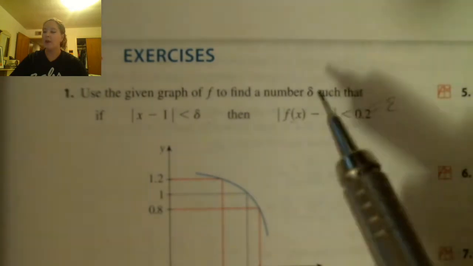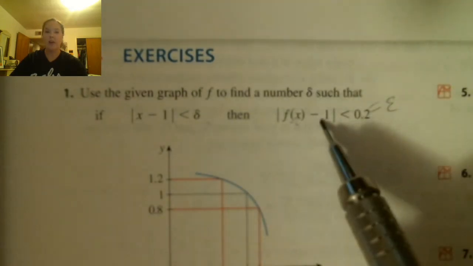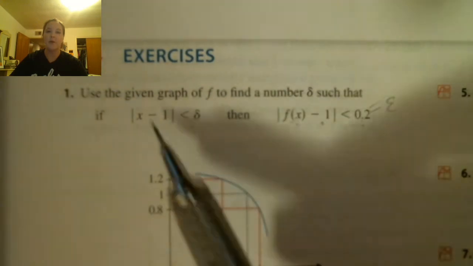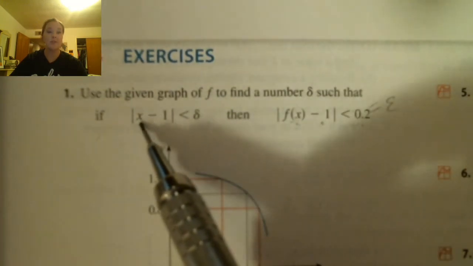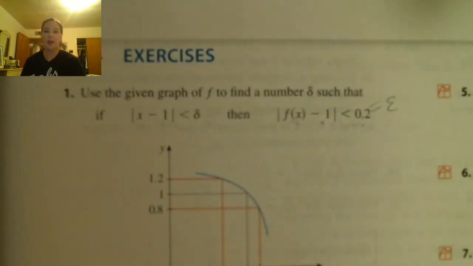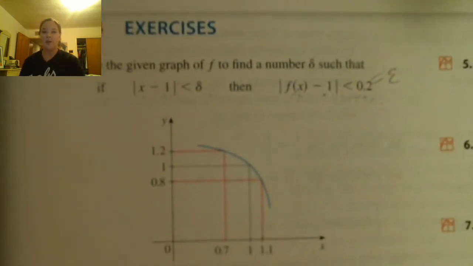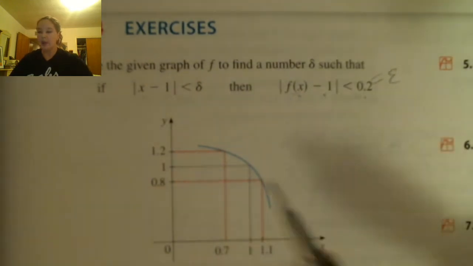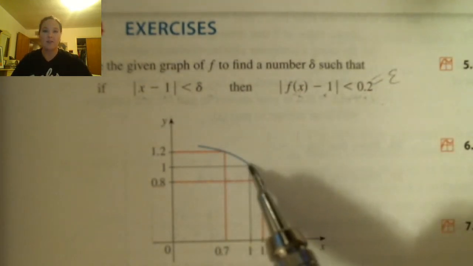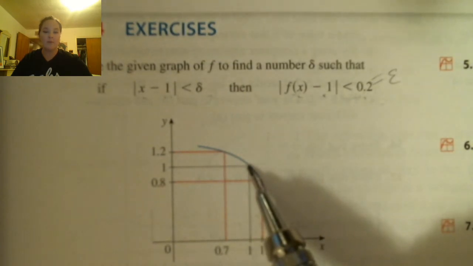So we want an error between our function and our limit to be less than 0.2. And we're supposed to say, how close does x need to be to 1 for that to be the case? So we're looking at our graph here. The blue one is our function, and you can see that this is the 0.11.